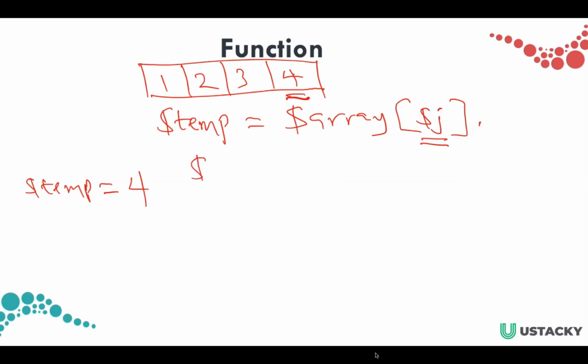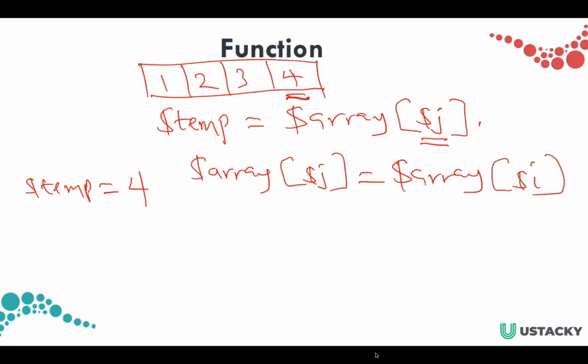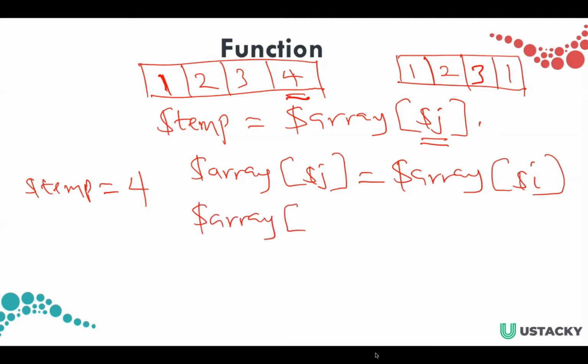And after that, you can now assign your $j to be array of $i. That is, you are moving 1 into this position. So what you have is this. This is now 1. This is 1, 2, 3. And after doing this, you can now reassign your array $i to be, this value is already lost, but we kept it before assigning to it.